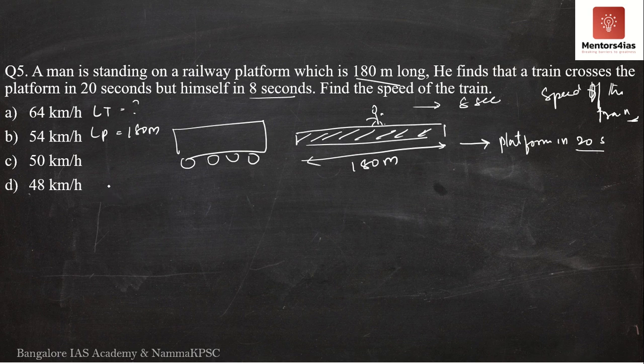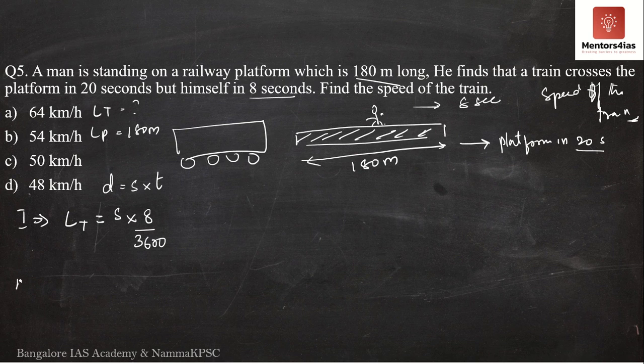Therefore, we know that distance is equal to speed into time. So here we have two scenarios. The first scenario, we'll take the train crossing the man itself. Then distance is nothing but the length of the train. This is equal to the speed of the train into the time taken to pass this man, which is 8 seconds. Therefore, it is 8 divided by 3600.